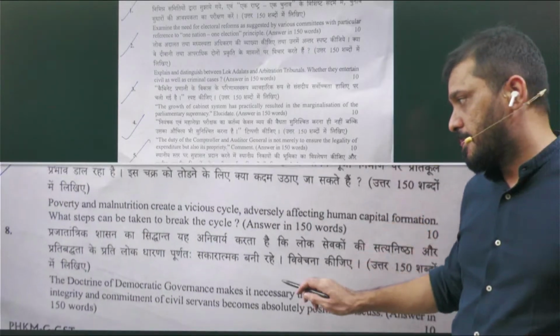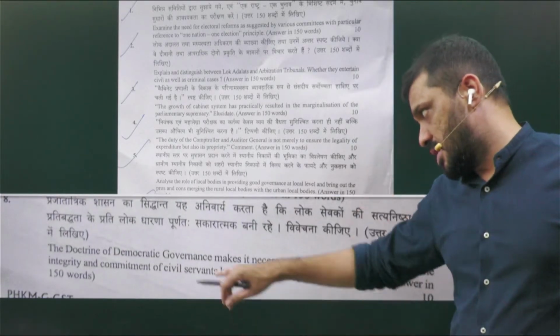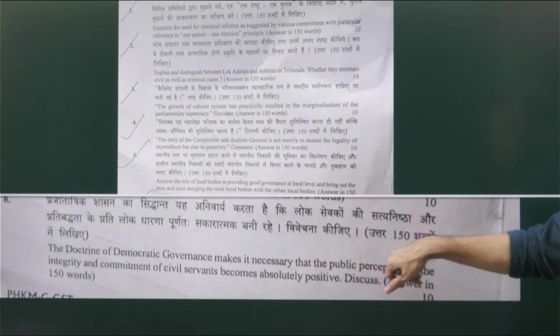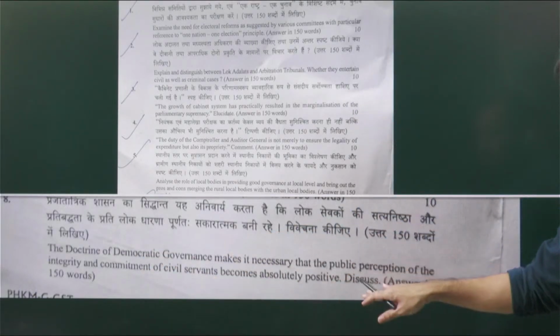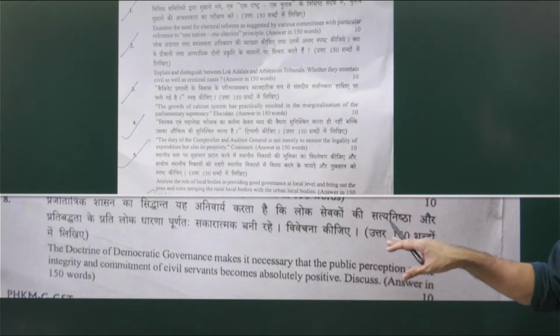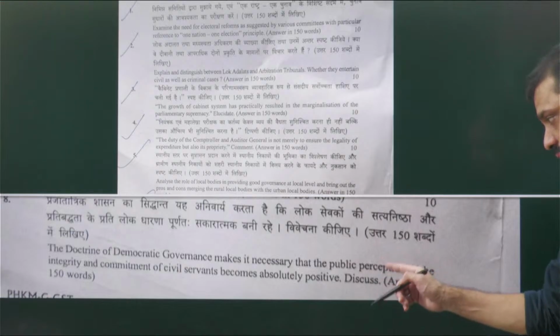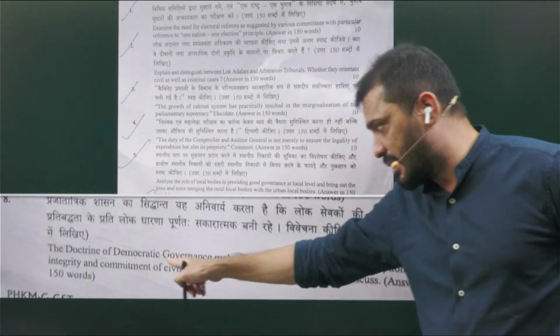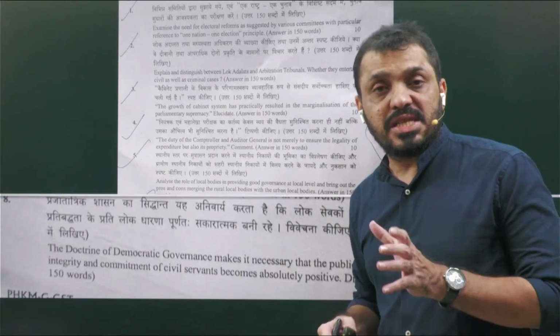Question number 8. The doctrine of democratic governance. Doctrine means a principle. Democratic governance makes it necessary that the public perception of the integrity and commitment of civil servants become absolutely positive. This question is from a governance point of view. So the doctrine of governance is about making sure that the public perception of the integrity and commitment of civil servants becomes absolutely positive. That means the civil servant's perception also should be very important.